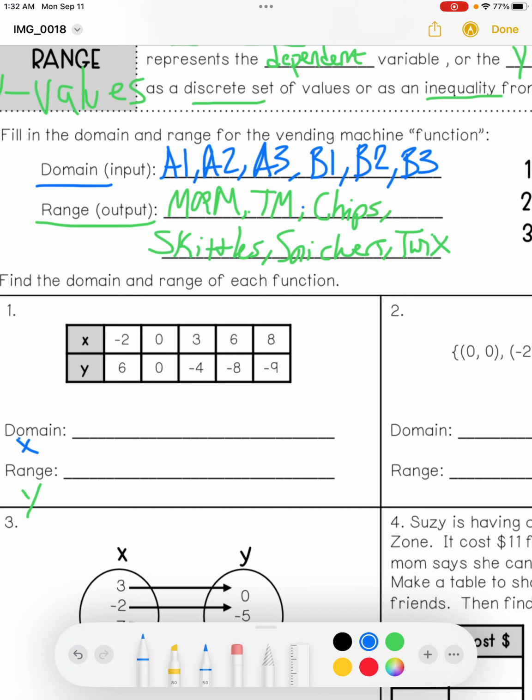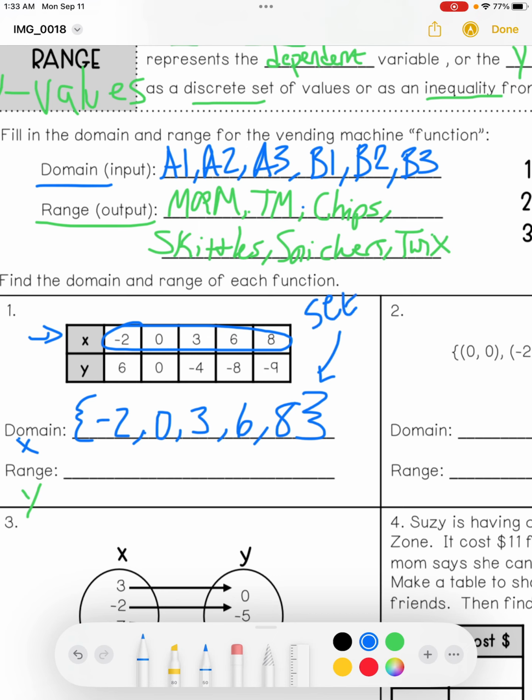So when I sit here and I go, well, what are all the x values? Now I'm going to say I have -2. I have 0. I have 3. I have 6. And I have 8. How did I get those x values? Well, it says x, and all of these numbers are in its row. That simple. The only thing that you have to do when you write domain and range, when it's just a few numbers, is you have to add these little fancy brackets. Okay? This is what tells us that it's a set.